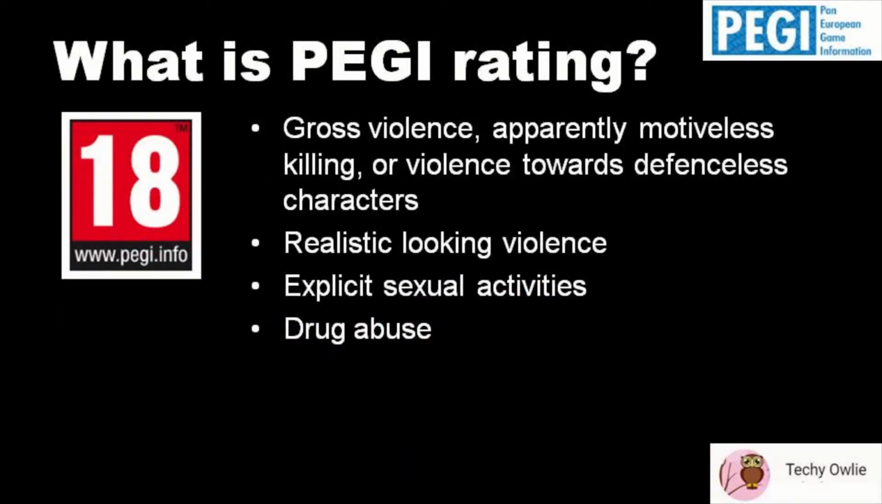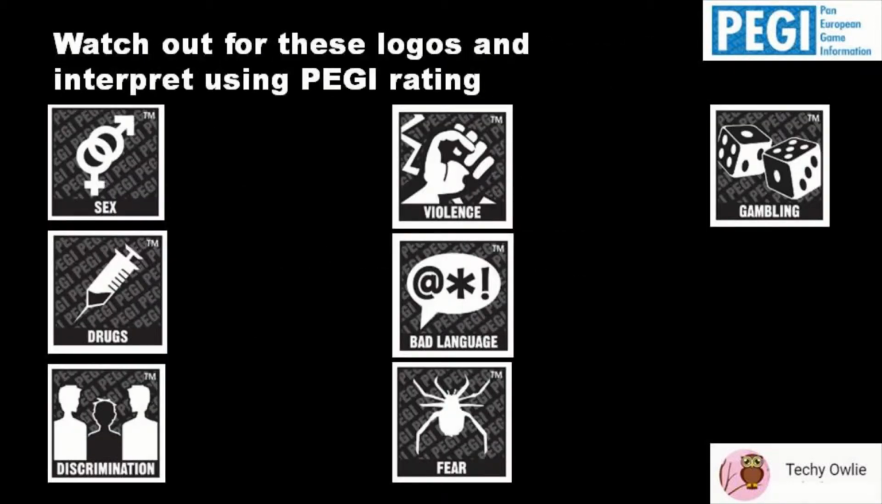And then there is the last rating, which is 18, and you can see that it's red in the background. It means that it is only for adults with 18 years of age, and it has gross violence, realistic looking violence, drug abuse may be present, and even sexual activities or intercourse may be present.